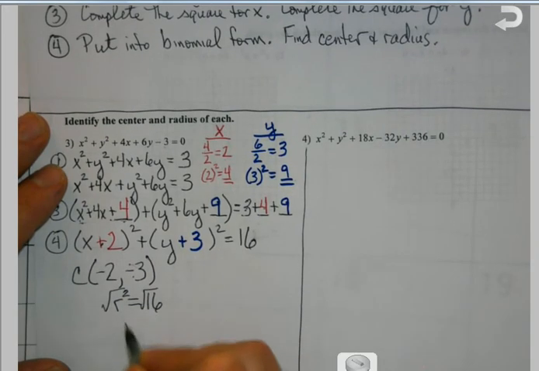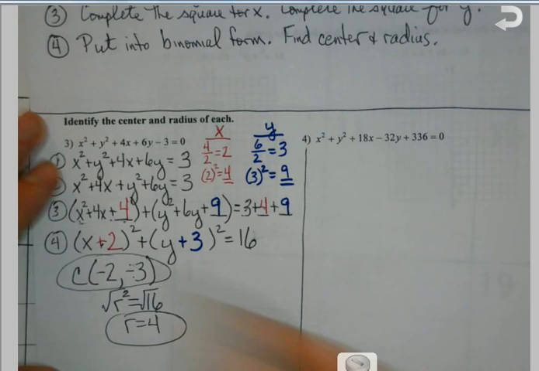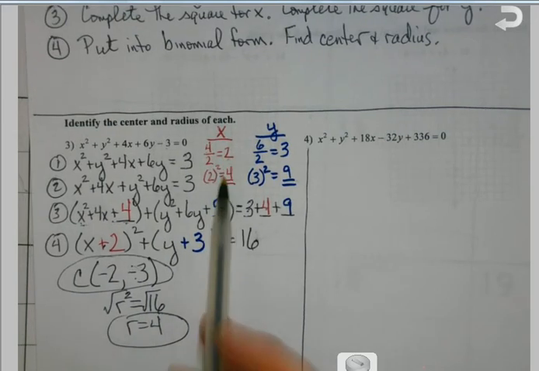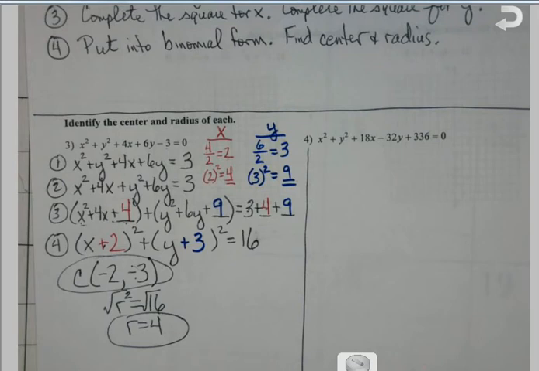So if I take the square root, I find out my radius of this circle would be 4. And then if I wanted to graph it, I could. I could put my circle, go out 4 each way for my radius, and draw it. So you can see how this combines the two methods together. Basically, I get the x's and the y's together, do my b divided by 2 and square it, add that in, and then just put it into the form. And that's all I am doing.